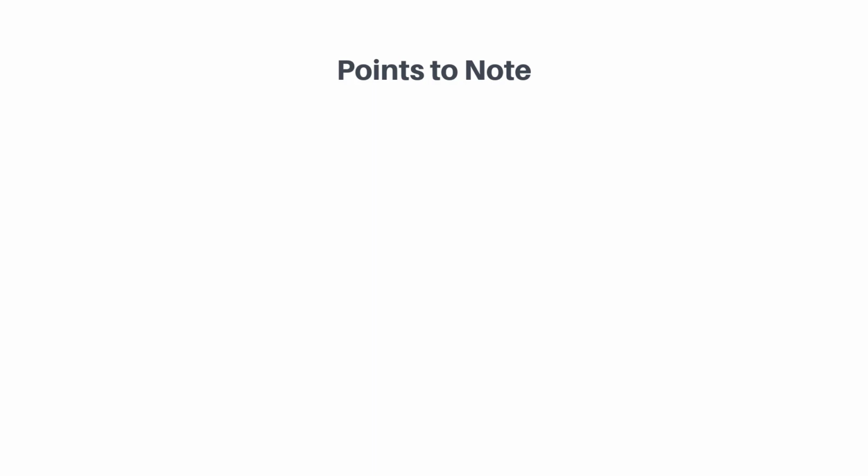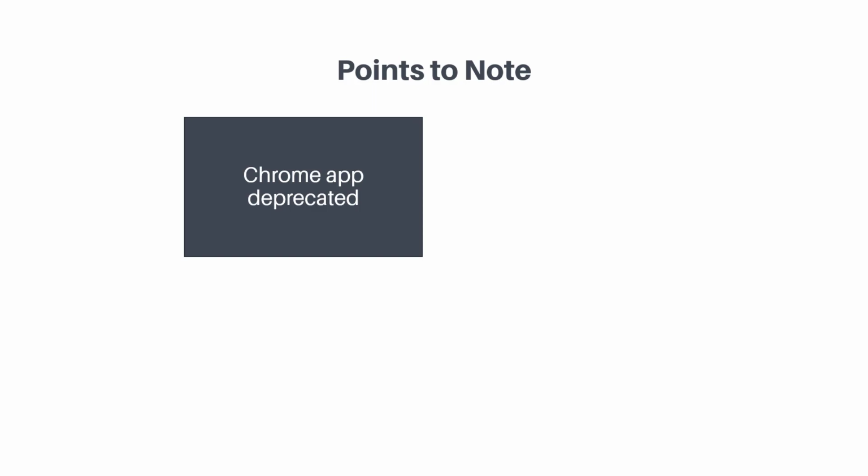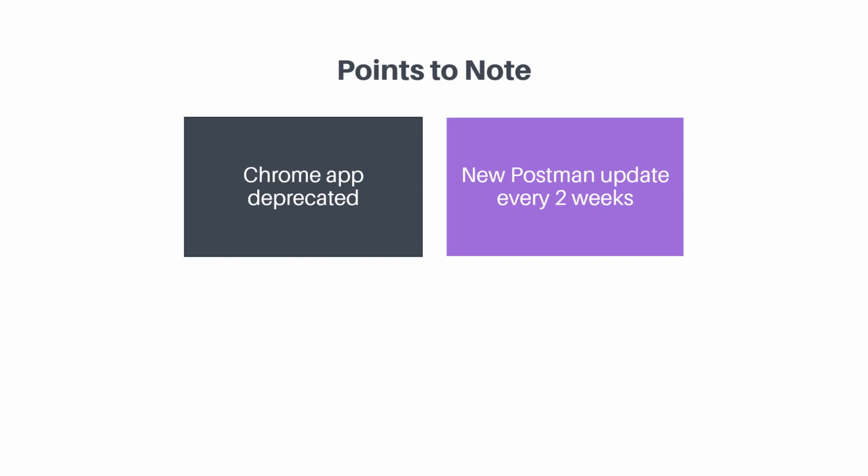Moreover, there are some points that you need to keep in mind when you are working with the Postman. First is that Postman had the Chrome app some time back, but now it's been deprecated. Hence, if you are using the Chrome app before, then it's the right time to switch to the Postman desktop or the web application. Secondly, Postman releases a new update every 2 weeks. This means that you are going to get new features as well as the Postman UI may look a bit different every time you access it.